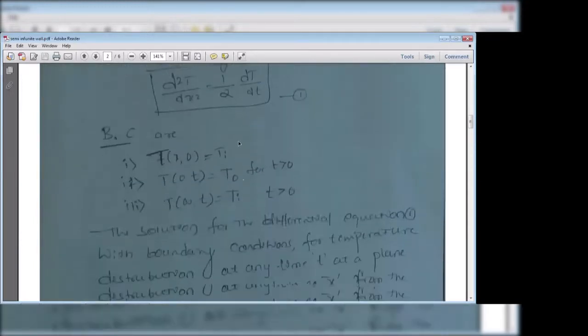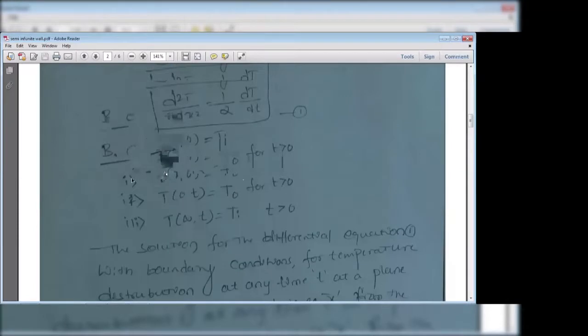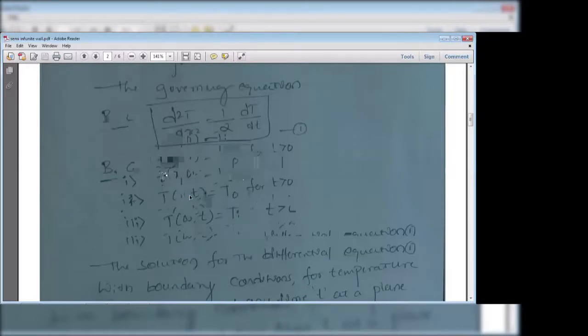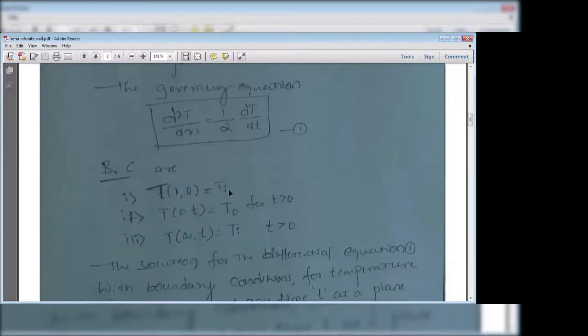The boundary conditions given here are: T at x equals 0 is the initial temperature Ti. Then at x equals 0 for some time t greater than 0, the temperature equals T naught. And when x tends to infinity, at a certain time, the temperature remains Ti.